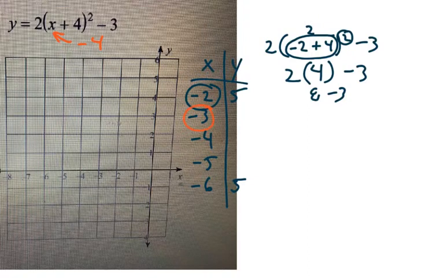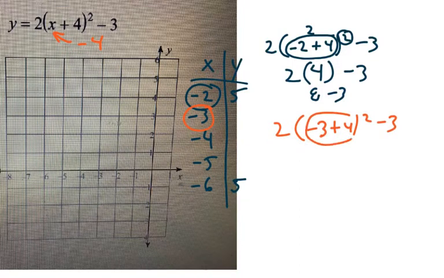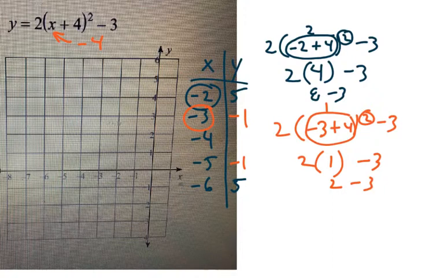We now are going to plug in the -3. Negative 3 plus 4 is 1. Squared is still 1. Times 2 minus 3. 2 minus 3 is negative 1. Negative 5 by symmetry is also negative 1. And finally, the vertex. If I do take this negative 4 and plug it in here, I get a 0. A square of 0 is still 0. 2 times 0 is 0. 0 minus 3 is simply negative 3. And so I have my vertex and I'm ready to graph.